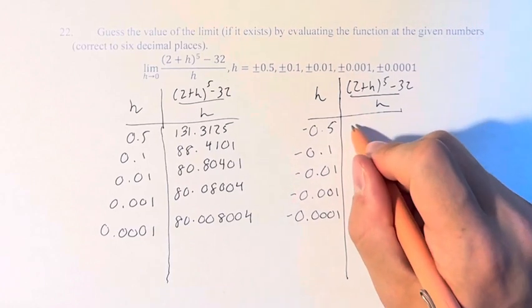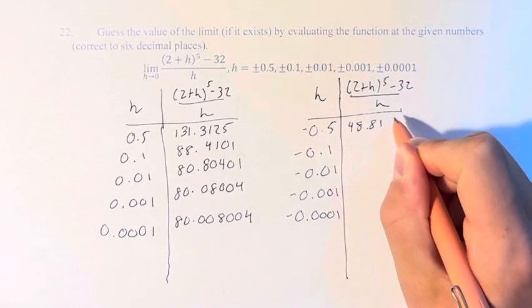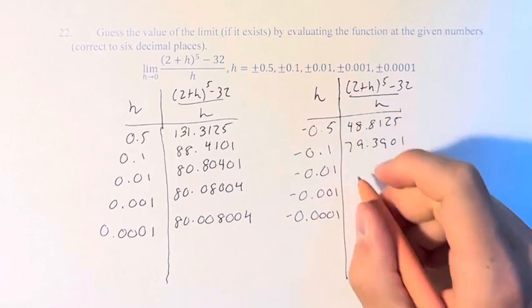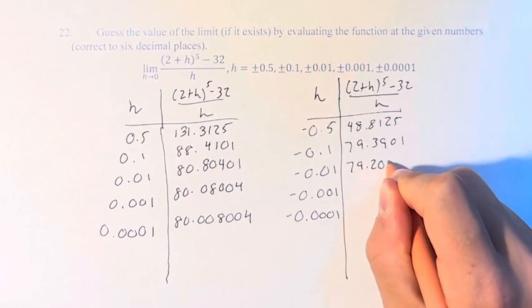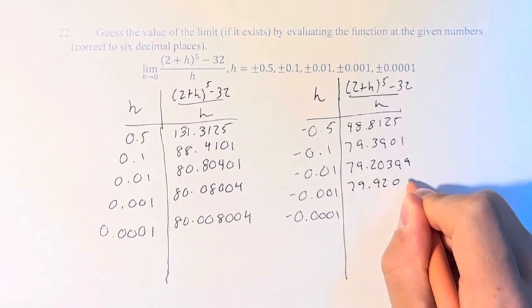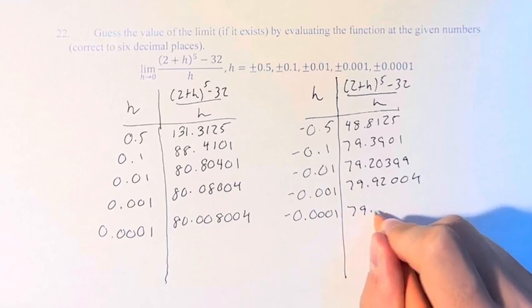Plugging these in, we have 48.8125, 79.3901, 79.20399, 79.92004, and 79.992.